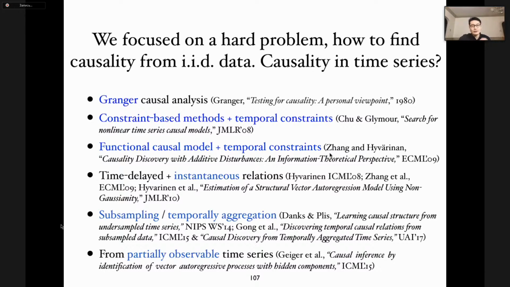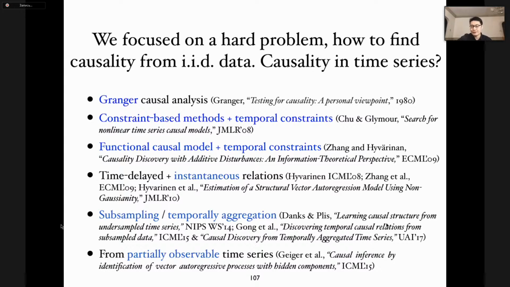In other words, you can consider causal discovery from time series as a special case of causal discovery from IID data. And then you can also consider both time-delayed causal relations and instantaneous causal relations, as you can see in this paper. You can discover true causal relations at the original causal frequency from low resolution data. By low resolution data, I mean subsampled data or temporally aggregated data. Later you'll see the definition. Furthermore, you can recover true causality from partially observed time series. Here you can see the references.